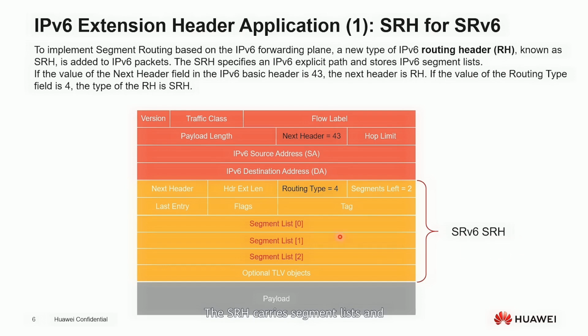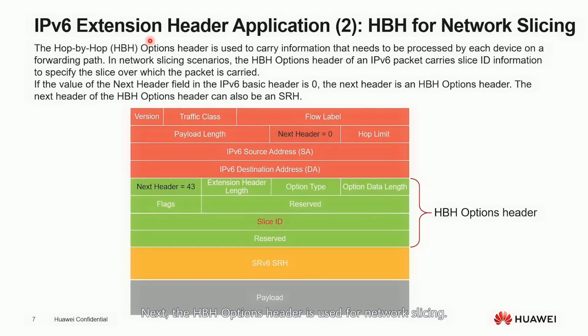The SRH carries segment lists and other related information to explicitly specify an SRv6 path. The destination address is updated according to the SL pointer offset, and the forwarding is done segment by segment. Next, the HBH options header is used for network slicing. In network slicing scenarios, the HBH options header of an IPv6 packet carries slice ID information to specify the slice over which the packet is carried.